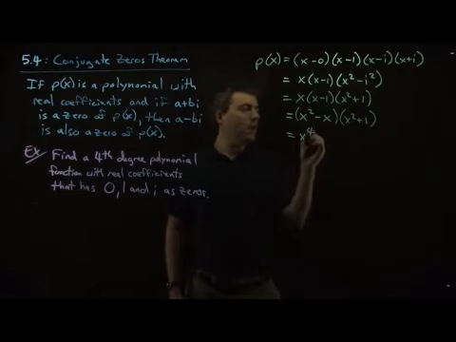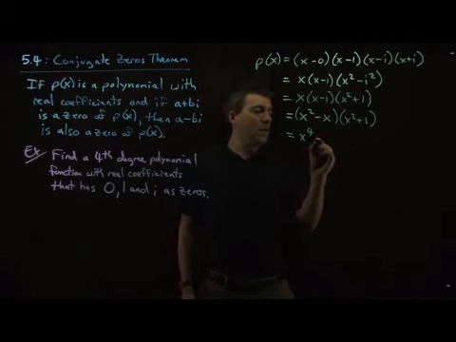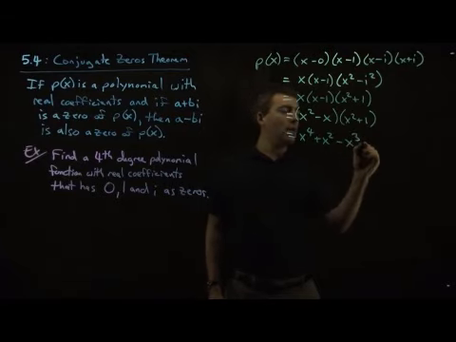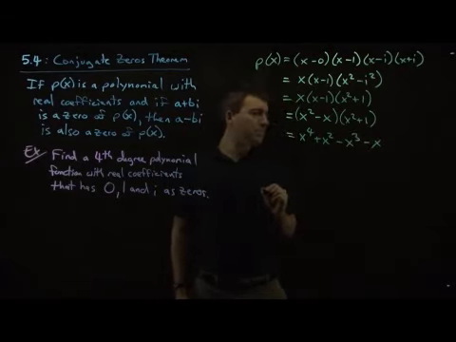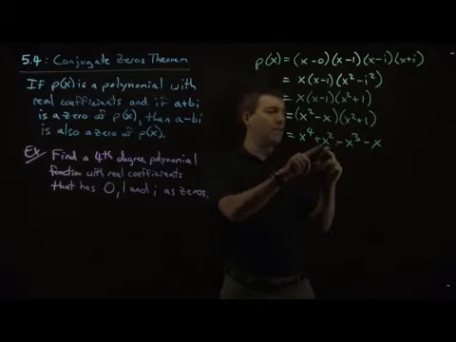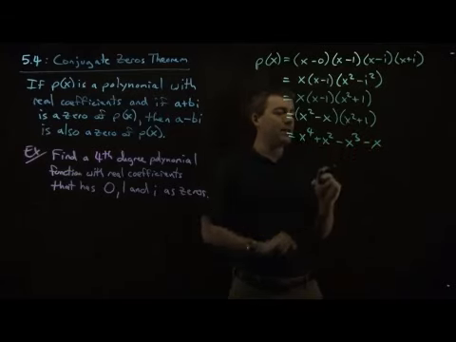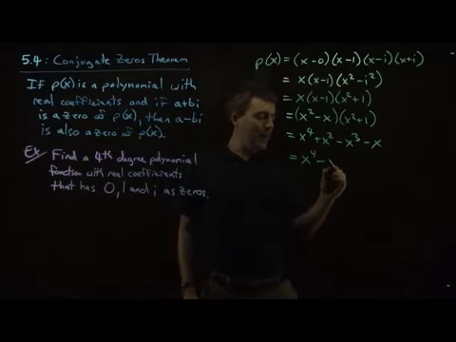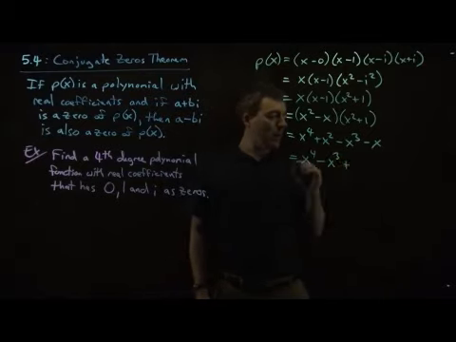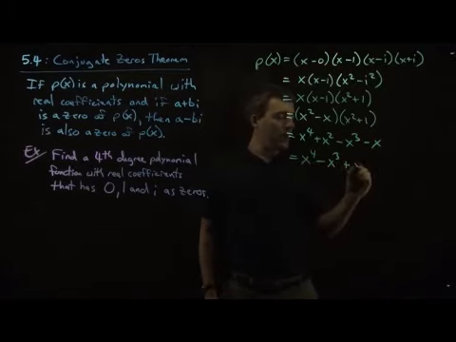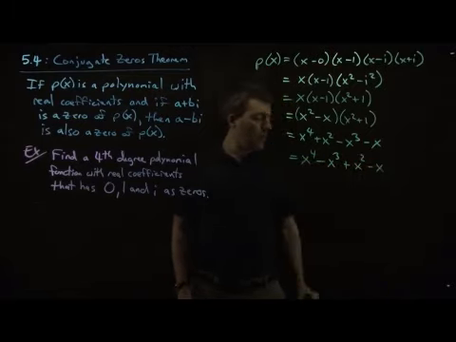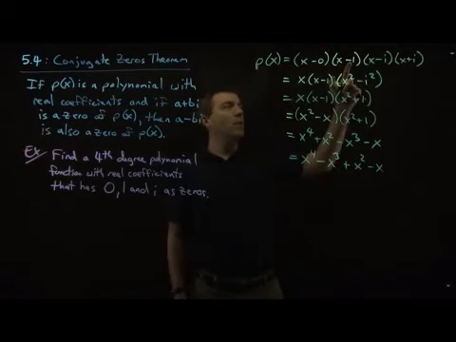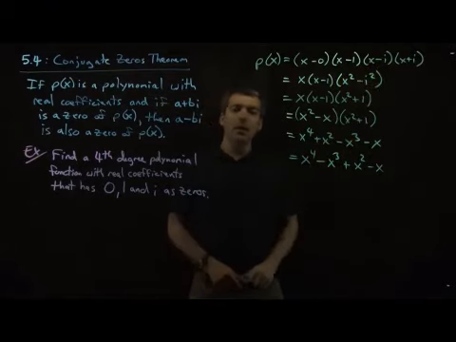So x to the 4th plus x squared minus x cubed minus x. So first, outer, inner, last. And then just to make it look nice, we will rearrange it so that it goes from the highest powered term to the lowest powered term. There we go. There's a polynomial with real coefficients with 0, 1, i, and negative i as zeros.